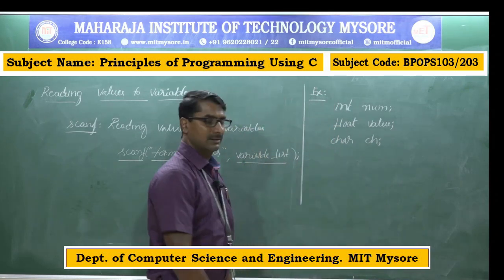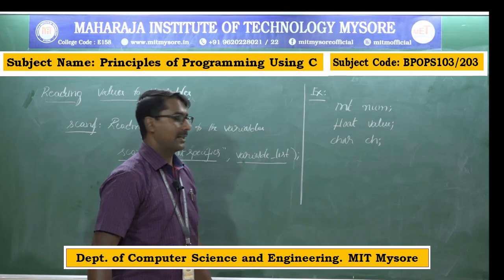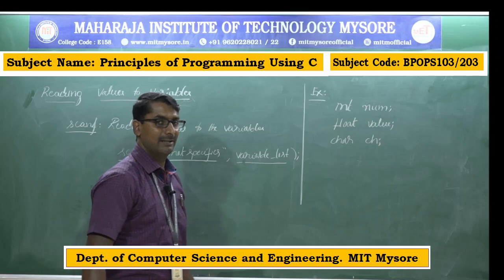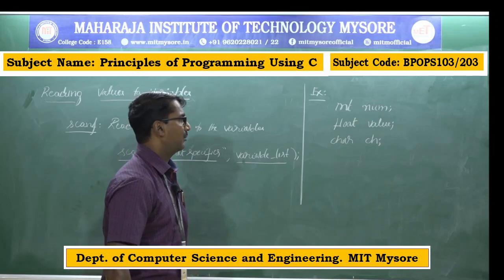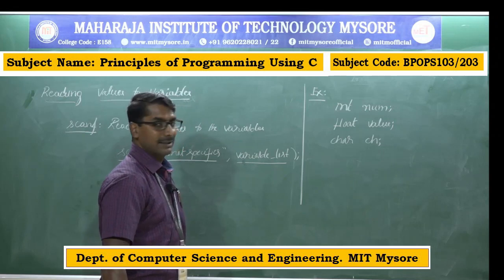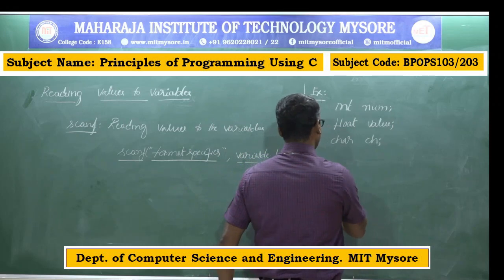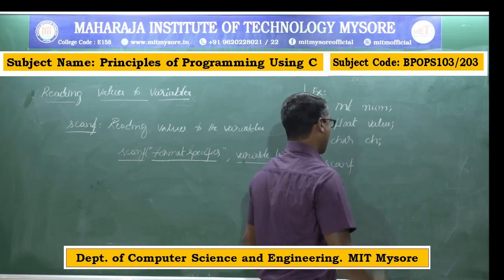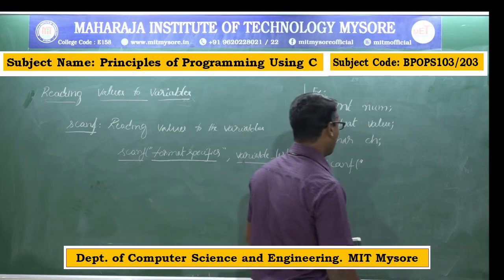Now consider there are three variables of different data types. One variable is of integer type, another variable is of float type, and another variable is of character type. Now I want to read an integer number, a floating point number, and a character. So in order to read the values, we use a function called scanf. Scanf is the function. Next is the format specifier.